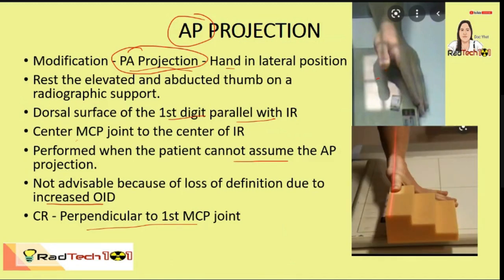So sometimes pwede ring lagyan siya ng sponge, radiolucent sponge para komportable sa patient. Pero ganun pa din, there will be increased in OID. OID is the object to image receptor distance.